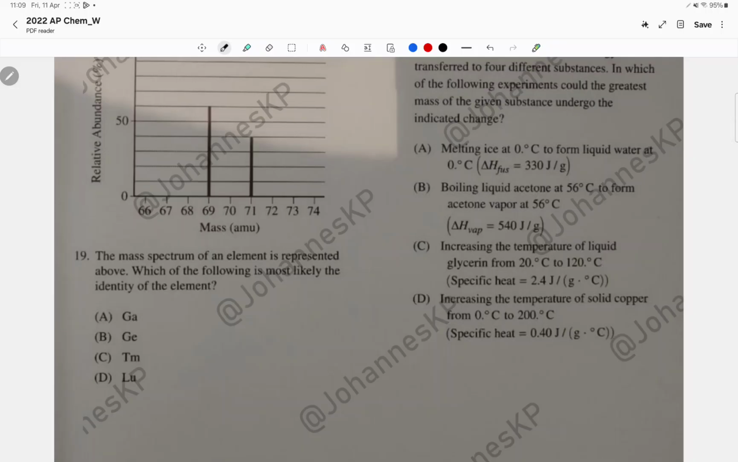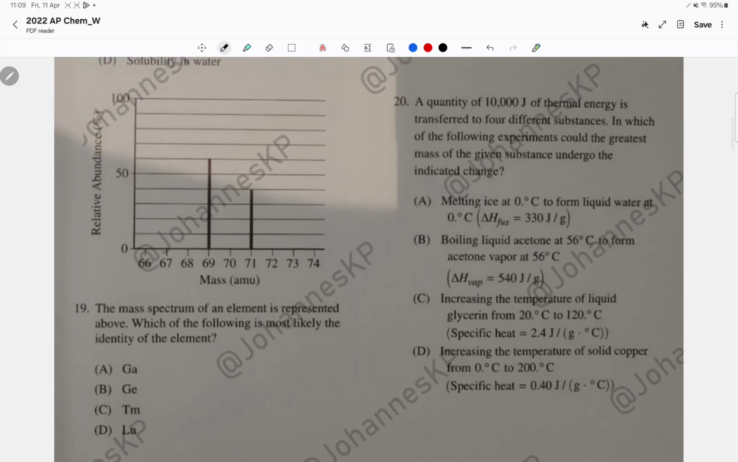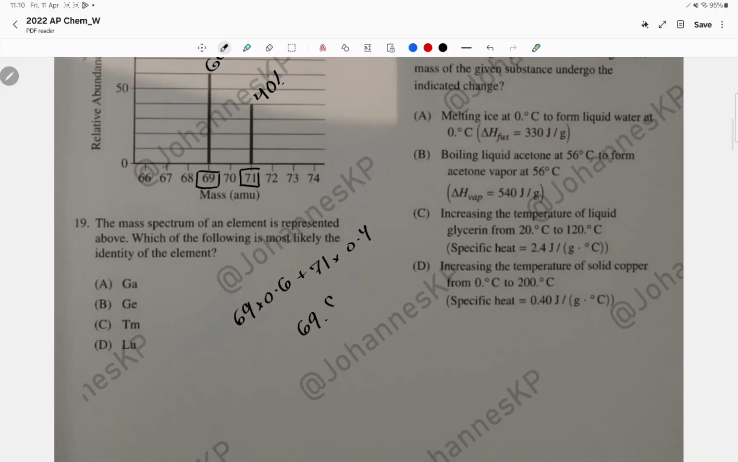Which of the following is the most likely identity of the element? So look, guys, we'll just do the math, right? When the atomic mass is 69, it is at 60%. Atomic mass of 71, it's at 40%. 69 times 0.6 plus 71 times 0.4. Let's see how much we get. 69.8. So which element is that? Ga. Gallium. Exactly. Good.